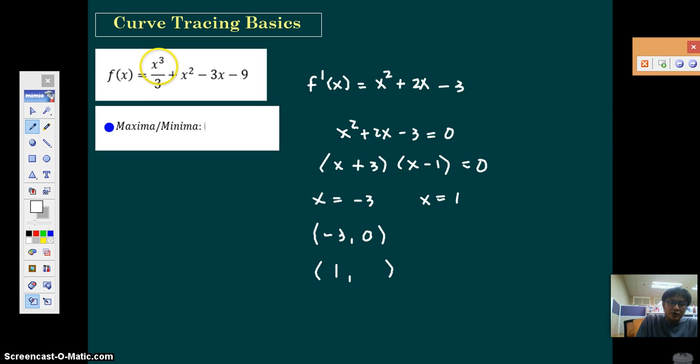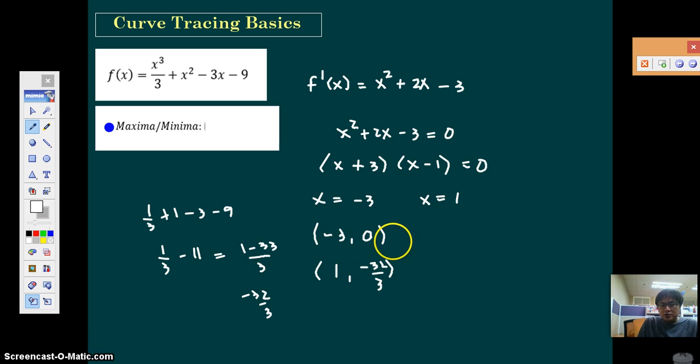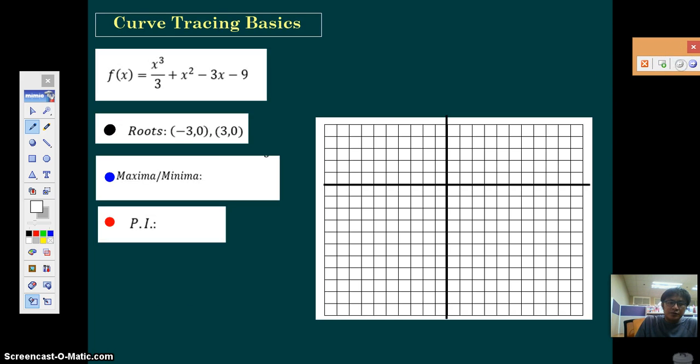And if x is 1, this becomes 1 cubed over 3, or 1/3, plus 1 minus 3 minus 9. 1 minus 3 minus 9 will be minus 11. So this is 1/3 minus 11, which will give you 1 minus 33 over 3, or negative 32 over 3. So the points negative 3, 0 and 1, negative 32 over 3 are maximum and minimum points of the function. Obviously the point 1, negative 32 over 3 is a minimum. And now we have obtained the maximum and minimum points.